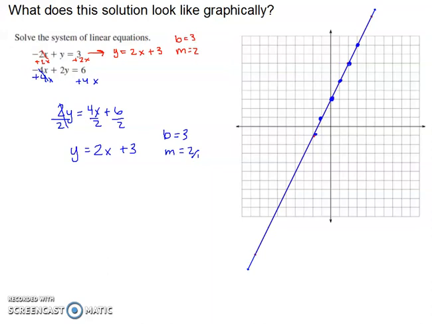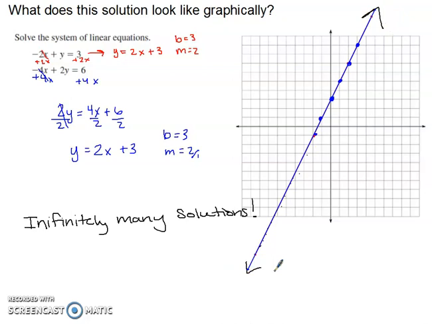These are the exact same line, which means that they cross everywhere. So anything that's true for one equation is true for the other, meaning that there are infinitely many solutions. There's not just one place where they cross, but everywhere along their lines, and they go on forever upwards and downwards, so the solutions are infinite.